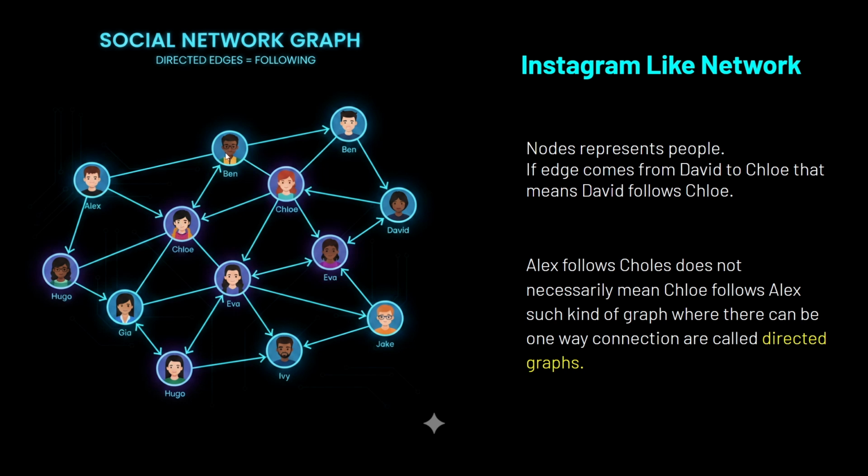But in some cases, like this one, Ben follows Chloe and Chloe also follows Ben, so it's a bidirectional relationship. Between Alex and Hugo and between Alex and Chloe, it is unidirectional. Such a relationship, where the edges have a direction and a meaning, is called a directed graph. In a directed graph, the direction of an edge has a meaning.